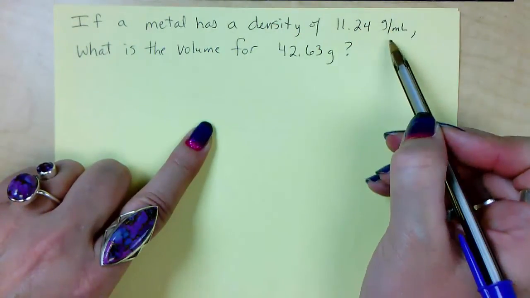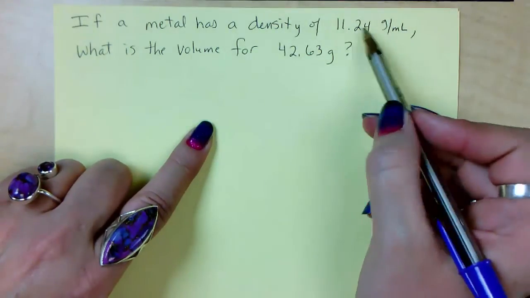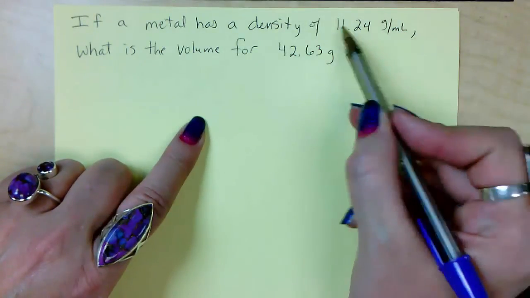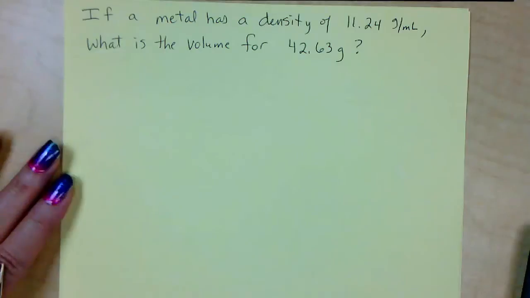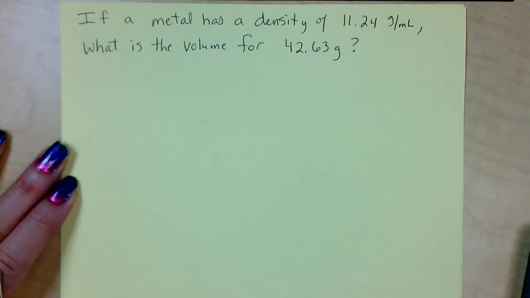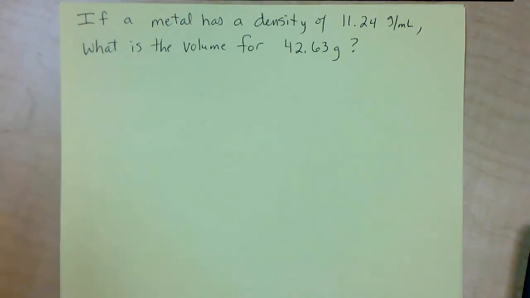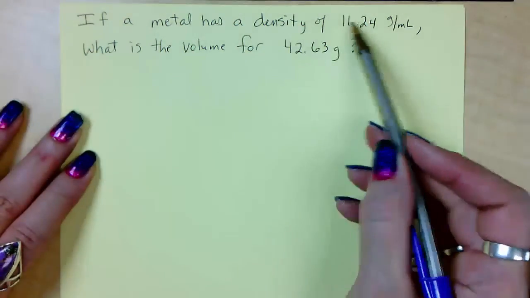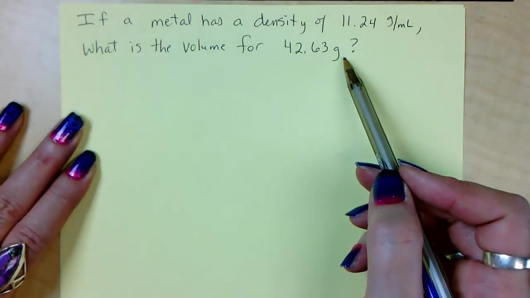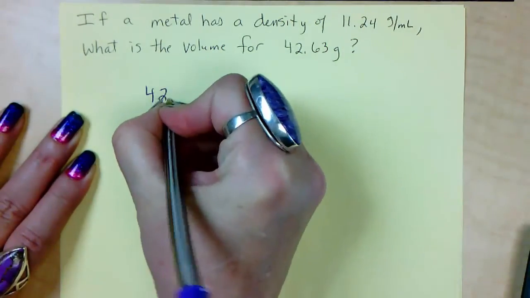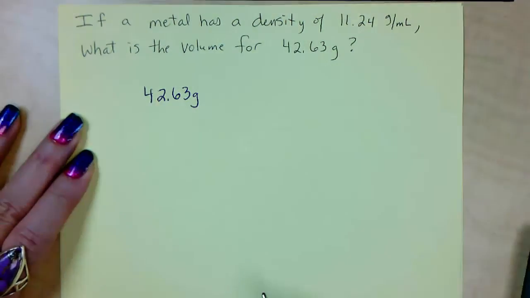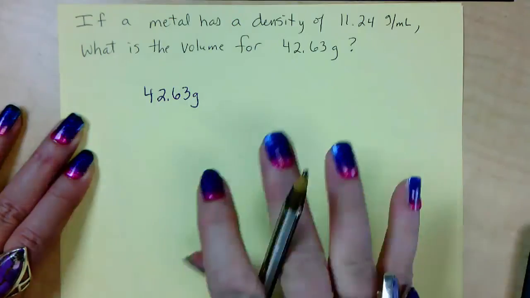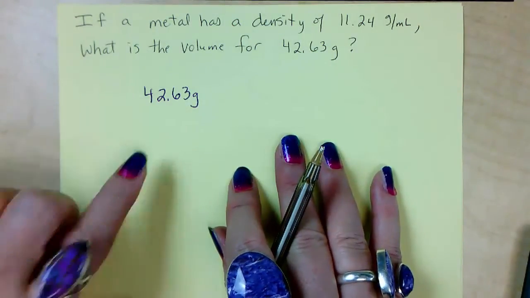11.24 grams per milliliter can be a conversion factor. So density is a conversion factor. So we're going to work this like it's a conversion. Do we start with the conversion factor? Like, do we start with 12 inches in a foot? Do we start with 3 feet in a yard? No, we never start with the conversion factor. So we're not going to start with this number. We're going to start with the mass, 42.63 grams, the number we're going to start with. That's our given. Density is a conversion factor. Never, ever start with the conversion factor. So we're going to start with our mass.